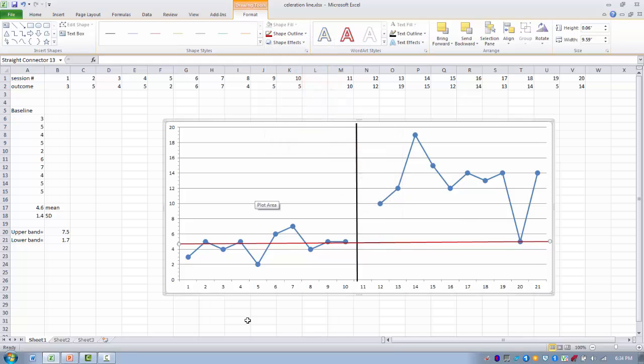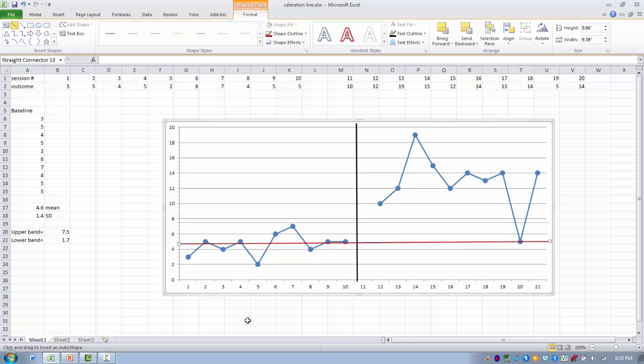Okay, so the next thing I need to do is insert and draw my two standard deviation lines. So I took the standard deviation that I calculated, 1.4, and I doubled it to 2.8, and then added that to the mean of 4.6, and that gives me approximately an upper band of 7.5. So I'm going to do the same thing that I did with the mean. I'm going to draw a line. Here's a 7.5 mark, and I'm going to draw that line and make sure it is as horizontal as I can make it all the way across the graph.